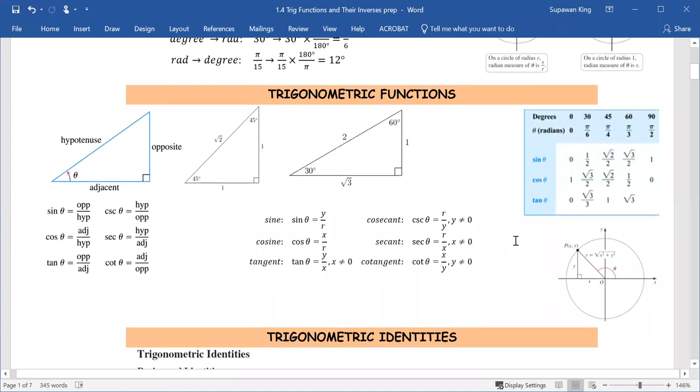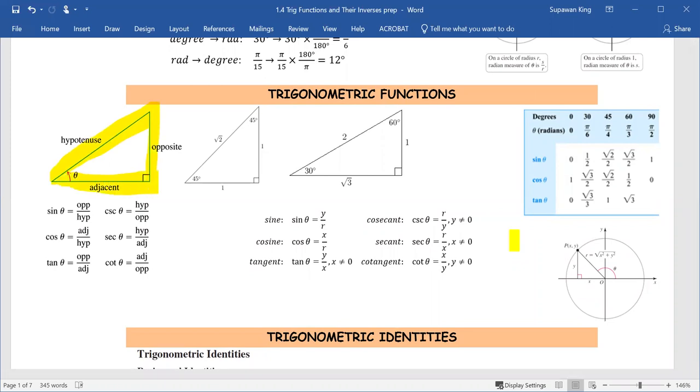Trigonometric functions based on the right triangle with the angle theta. The adjacent is the side next to the angle theta. The hypotenuse is the side opposite to the right angle. And the opposite is the side that is opposite to the angle theta.